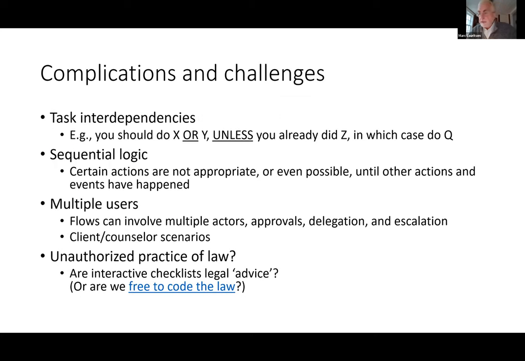But first, let me identify some obvious problems, challenges, and complications. Some of these processes can be quite complex, as we know. It may be that you should do X or Y, but if you've already done Z, you shouldn't do X or Y, you should do Q. So how do you code that? How do you express and organize that knowledge to help somebody work their way through a process?